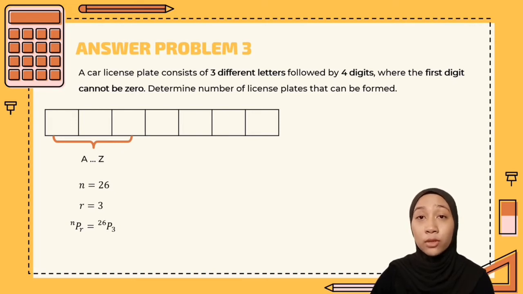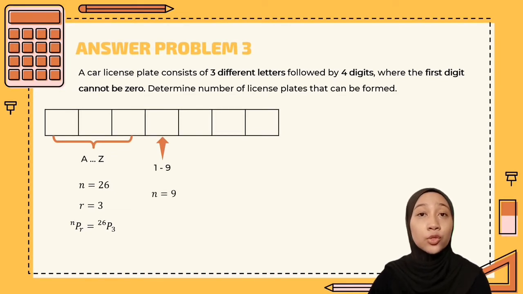Next, for the rest of the boxes, we need to put digits or numbers. In this case, since the first digit cannot be 0, we can only put numbers from 1 until 9. There are 9 digits, so n equals 9. There are 9 digits that need to be put in one slot. That means we want to arrange 1 digit from the 9 digits, so r equals 1.